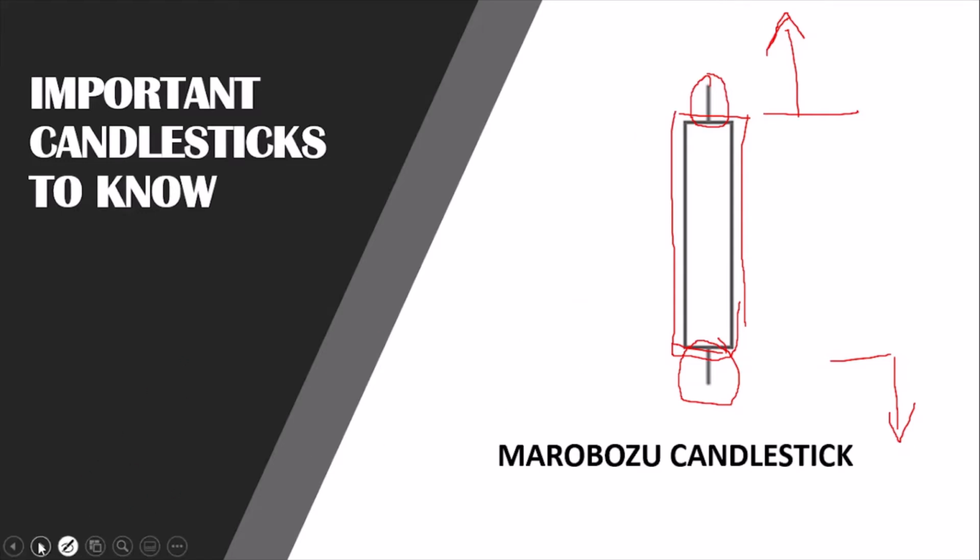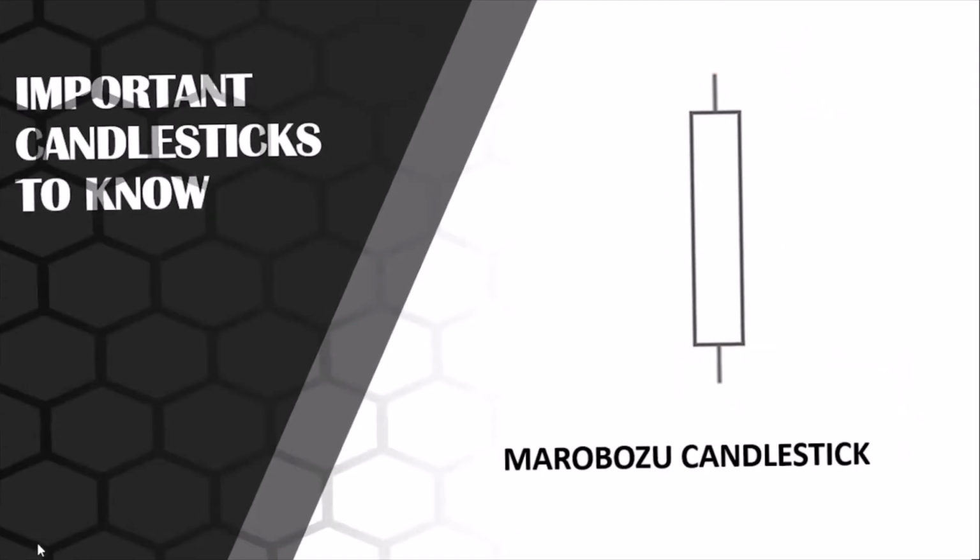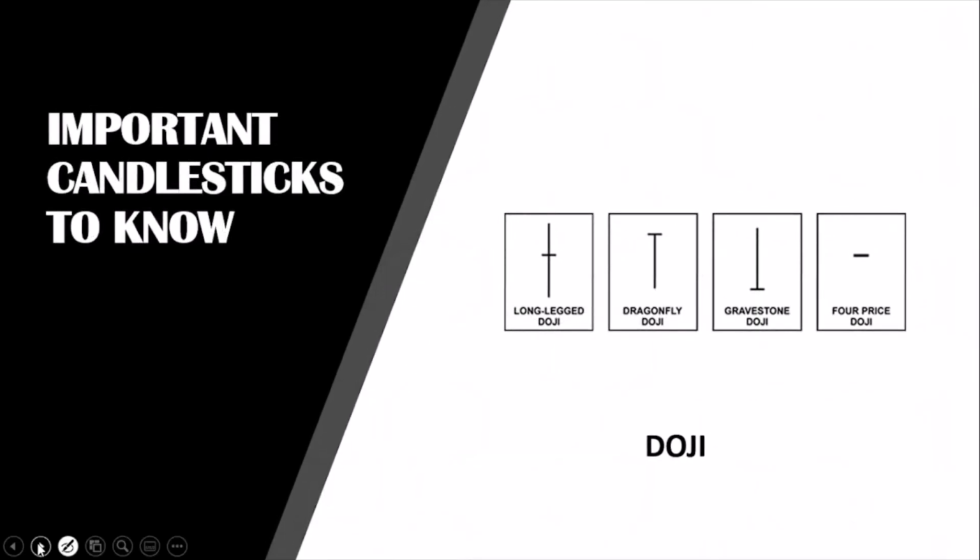Now let us move on to the next Japanese candlestick. Candlestick number 2. The second candlestick is basically a doji. Now a doji is not the same as what a Marubozu candlestick shows you, but a doji basically shows you that the market has become indecisive, or there's a little bit of indecision in the market.